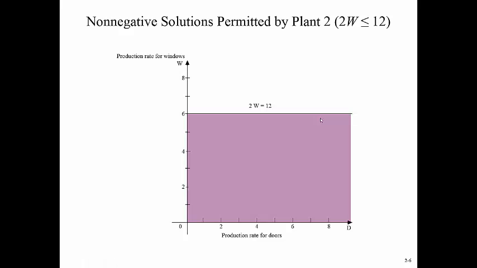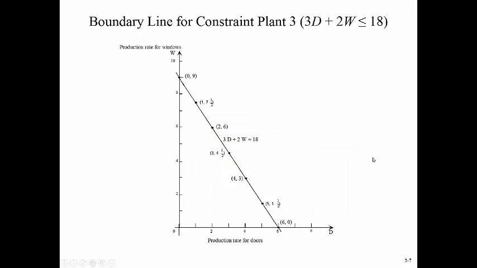Similarly, plant 2 has a constraint that says 2 hours times the number of windows must be less than or equal to 12. Well, that's effectively saying the number of windows you choose to produce must be less than 6. So that starts to now crop this upper portion of the feasible region. So we've now looked at 2 of the 3 constraints. What about the third constraint?